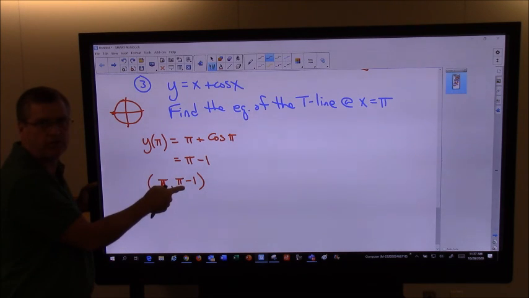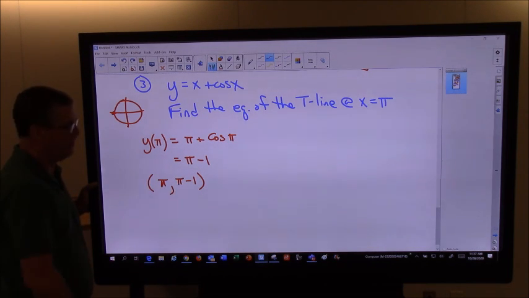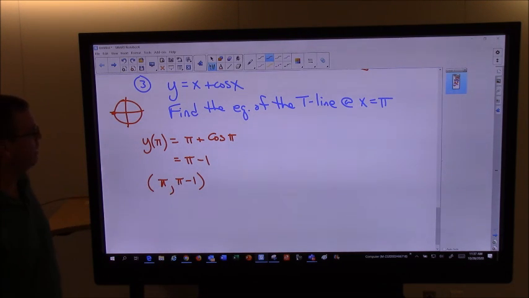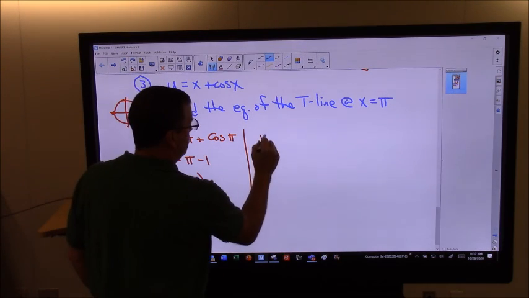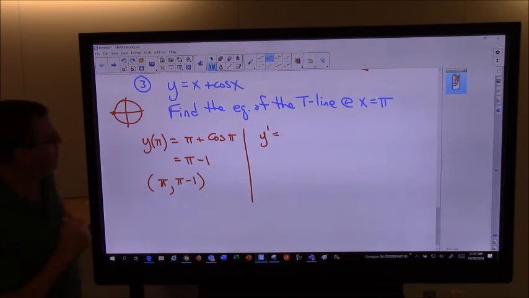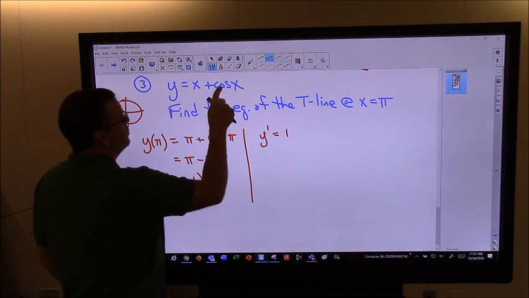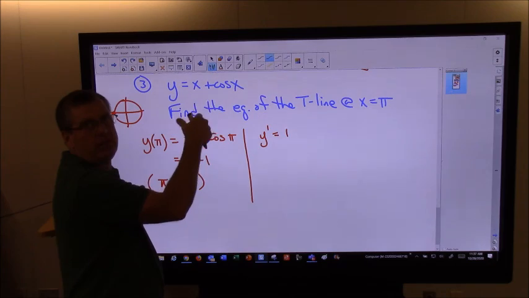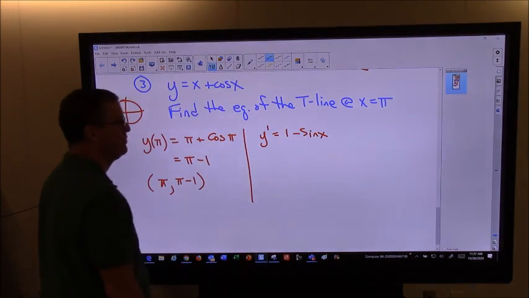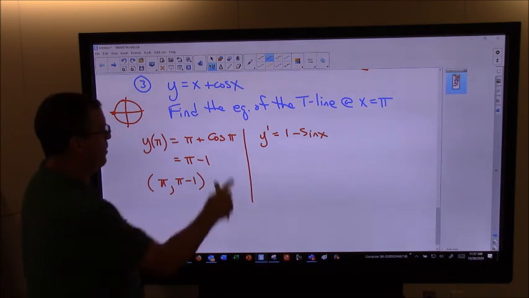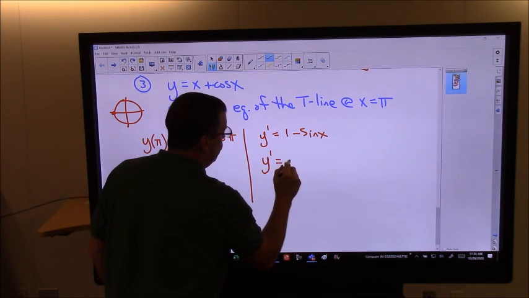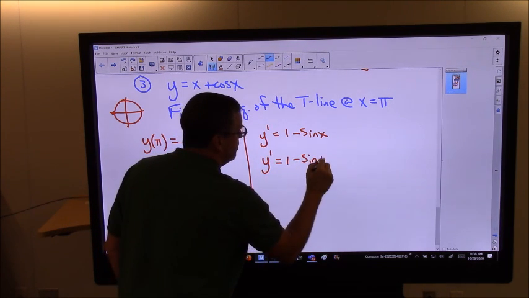3.14 comma 2.14, if I was writing it out in decimal form. But I'm going to leave it in exact form, so I'll just leave it like that for right now. Okay, now I need my derivative to find the slope. So derivative of x is 1. Derivative of cosine of x is negative sine of x. And so now I want to know what's the derivative at pi. So y prime equals 1 minus the sine of pi.